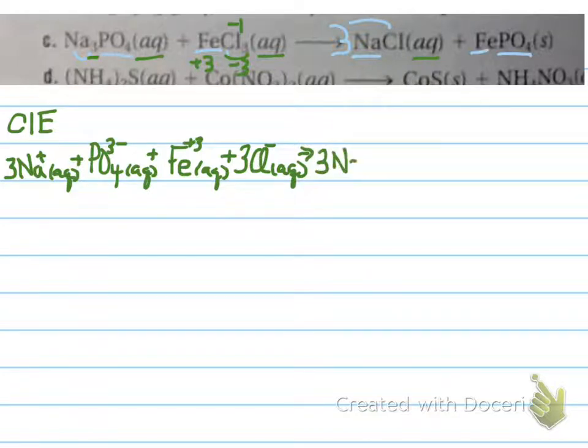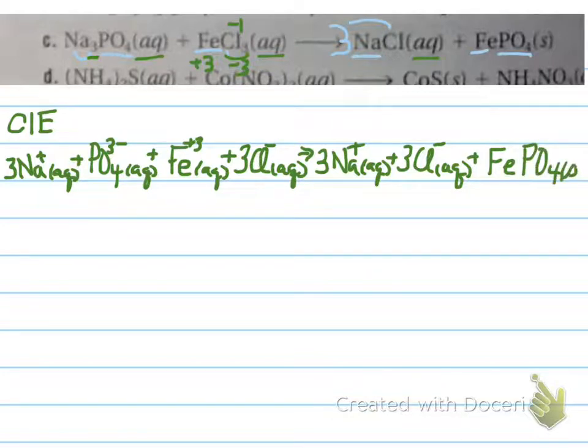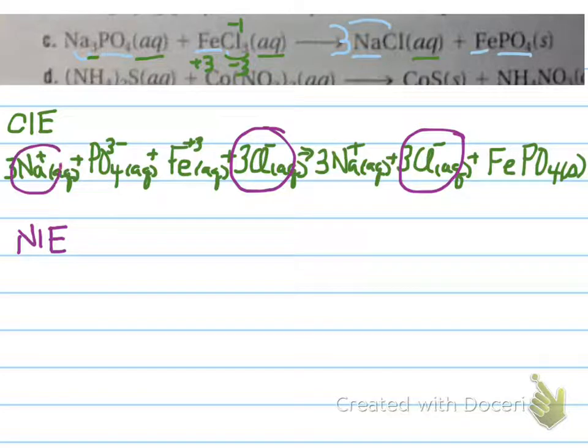3 sodium ions, again from the coefficient, 3 chloride ions from the coefficient, and my iron 3 phosphate as a solid. So now I'm ready to do my net ionic equation. And again, to do that, I'm going to identify my spectator ions. So I have 3 chlorines and 3 chlorines exactly the same way. I have 3 sodium ions and 3 sodium ions, so I'm going to leave those spectator ions out.